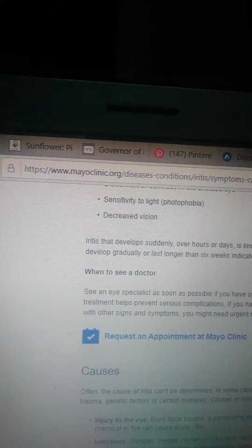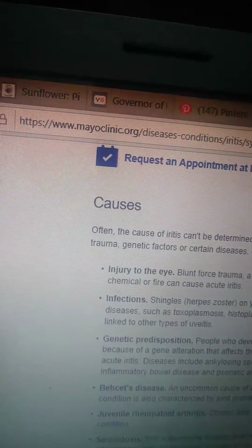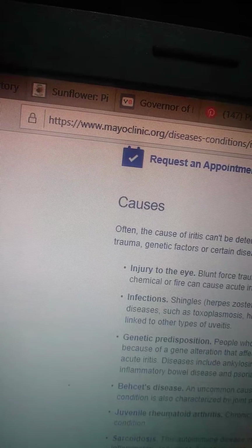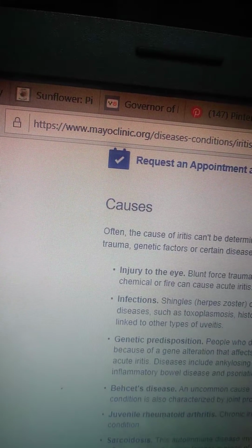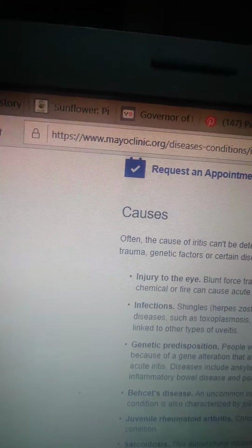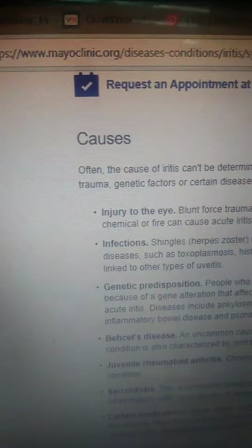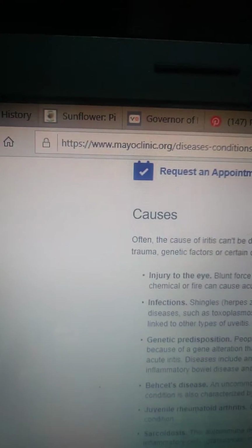But my thing is, let me see, causes of it. They say irritation of the eye, injury of the eye, infections, genetic predisposition, Behcet's disease, juvenile, or whatever it is, arthritis, rheumatoid arthritis, scoliosis, certain medications. Okay, so of course some of the words I cannot pronounce. Sorry, y'all.